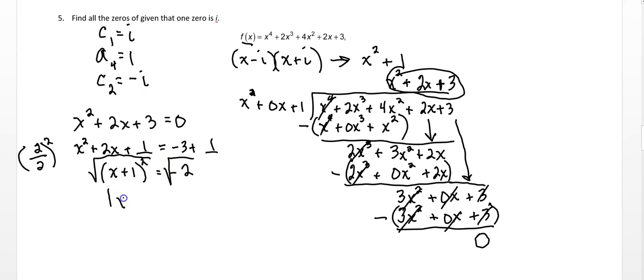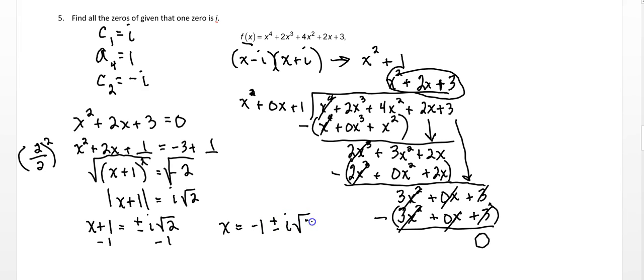And so we get the absolute value of x plus 1 is equal to i root 2. Therefore, x plus 1 equals plus or minus i square root of 2. Subtract 1 from both sides. So we get x is equal to negative 1 plus or minus i root 2.